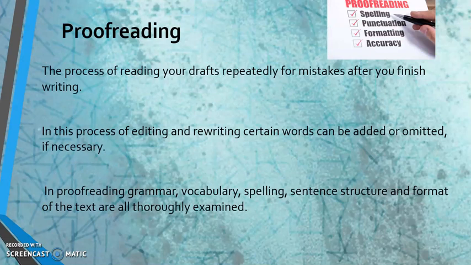Next one, the last point of this chapter, is proofreading. Reading your draft paper for mistakes is the last step before submitting or publishing your paper. You may use popular proofreading marks or employ your own style in marking things to be changed. It is better if you can find a reviewer or a classmate to read your paper. In proofreading, grammar, vocabulary, spelling, sentence structure, and format of the text are all thoroughly examined.